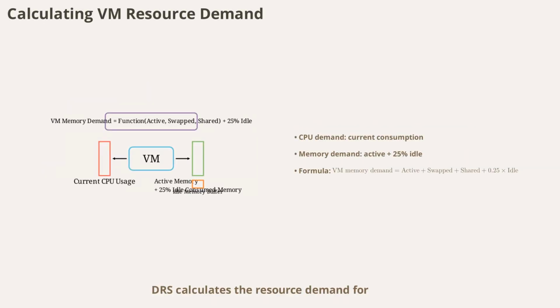DRS calculates the resource demand for every running VM in the cluster. For CPU, it looks at the amount currently being consumed. For memory, DRS uses a formula that factors in active memory, swapped, shared, and a cushion of 25% of idle consumed memory. This approach ensures that VMs have enough resources for their current workload, plus a buffer for sudden increases. By focusing on active memory, DRS can efficiently manage memory workloads even in overcommitted environments. Understanding how DRS calculates demand is key to optimizing your cluster's performance.